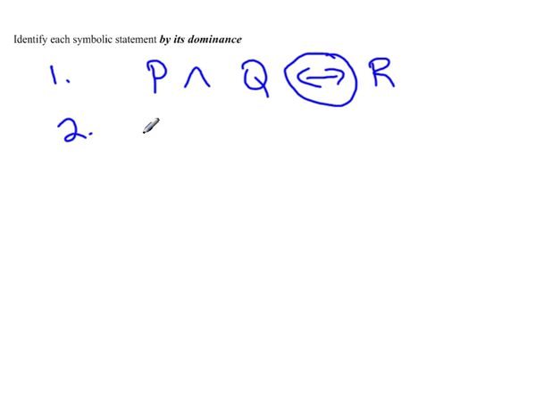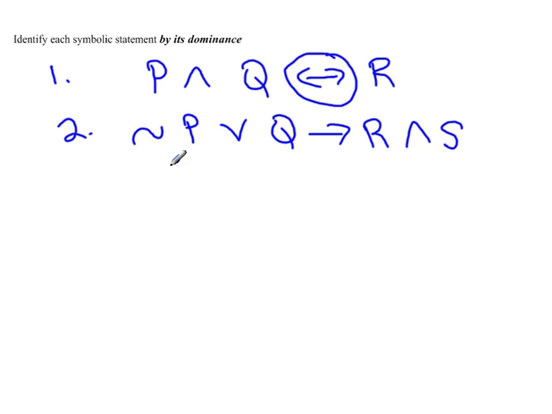Let's try another. Not P or Q, then R and S. Our operations are not, or, that's your conditional if then, and. Out of all of those four symbols, the one that is the most dominant is the conditional, therefore that's a conditional statement.